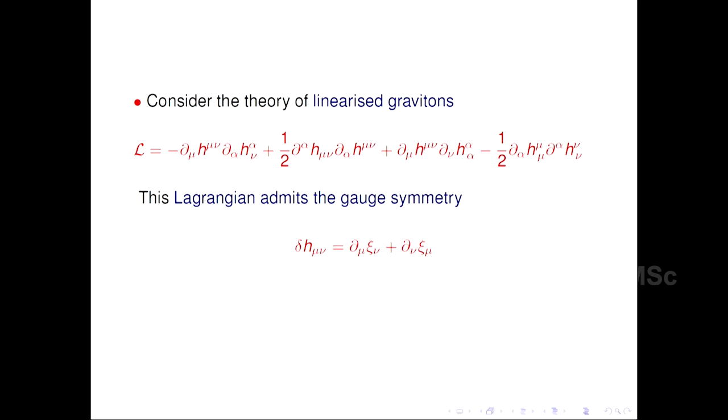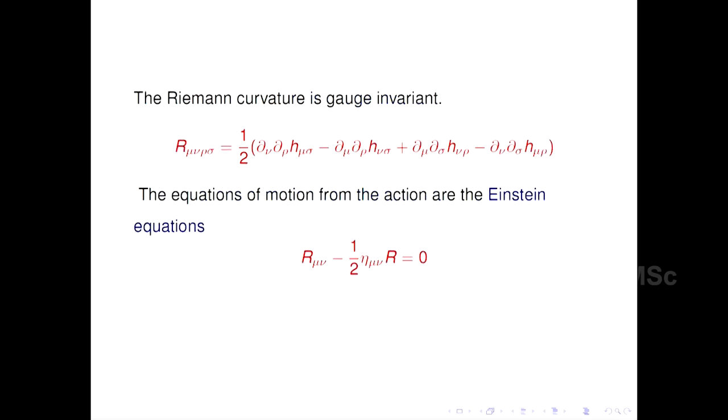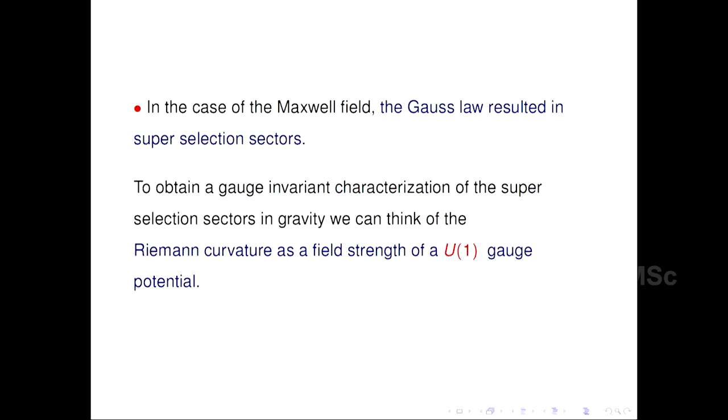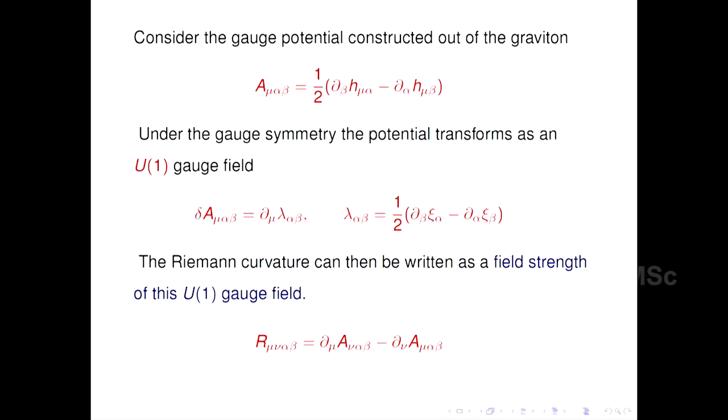So for the gravitons, we are looking at the linearized theory of gravitons. It admits this gauge symmetry, and the Riemann curvature is the gauge invariant. The equations of motion, of course, are the linearized Einstein's equations. In the case of the Maxwell theory, the Gauss law resulted in superselection sectors. Now, to obtain a gauge invariant characterization of the superselection sectors in gravity, we think of the Riemann curvature as a field strength of U(1) gauge potentials. So that's sort of known.